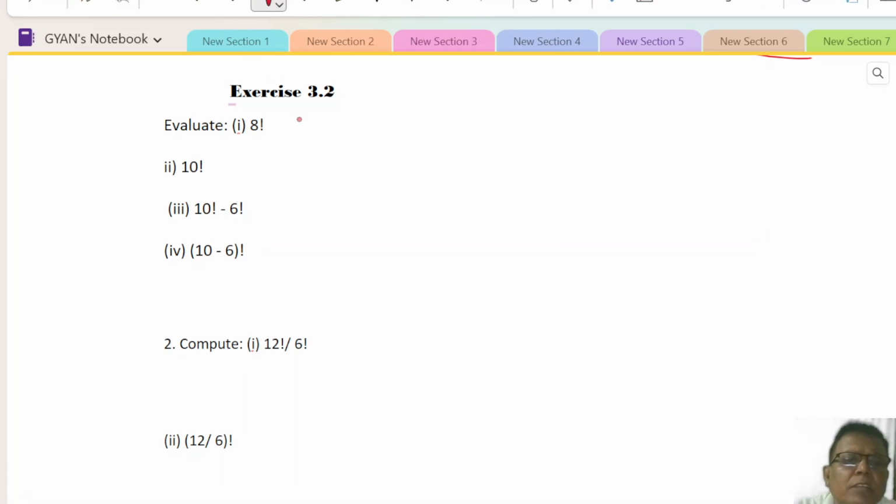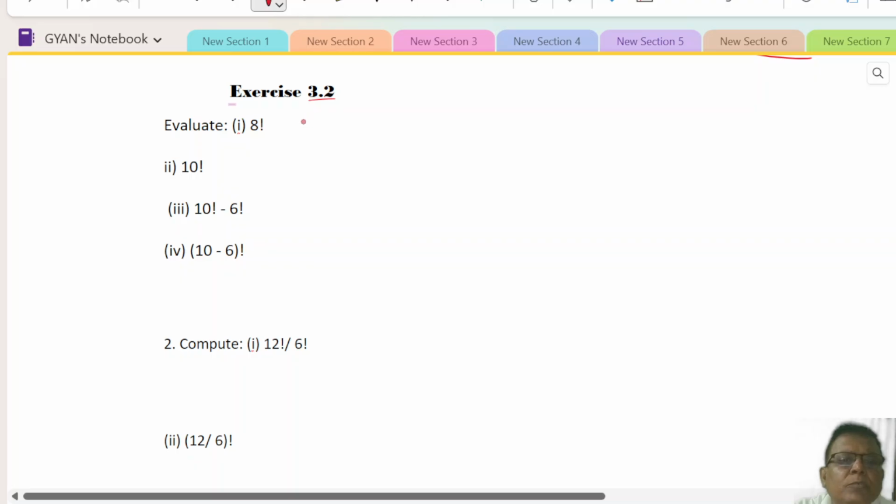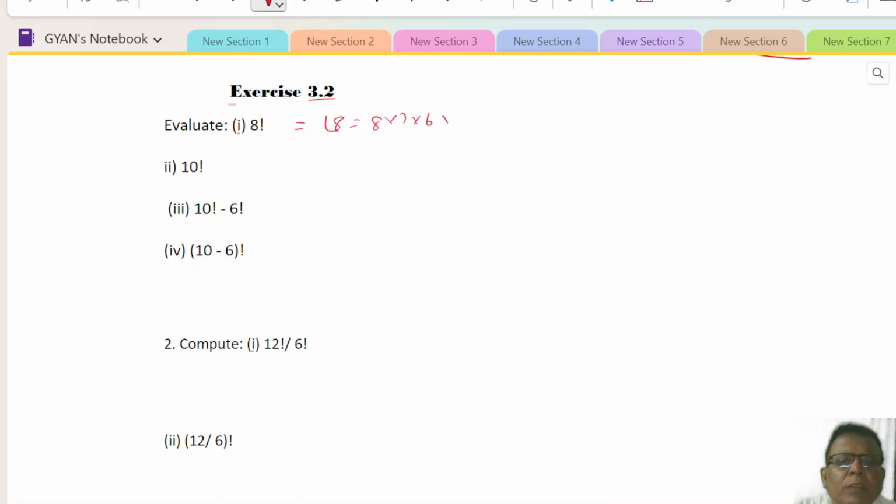These are very easy questions, but for the sake of completion, we will do them. This is taken from exercise 3.2. So factorial 8 is equal to 8 into 7 into 6 into 5 into 4 into 3 into 2 into 1. So we will calculate. This will be 40320.